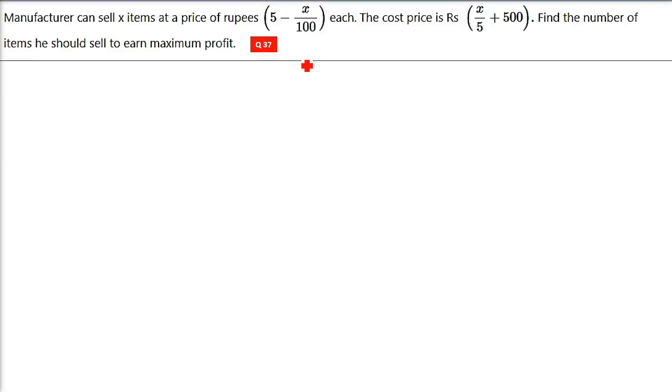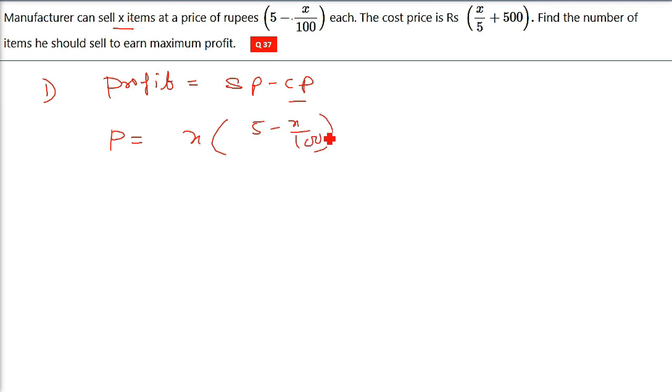So this question is exactly similar to what we have just done, and generally, when the questions are similar, I just show you the reference so that you can go about solving it, because all the logic has been imparted in the previous question. But I'll still make the equation here. Profit is selling price minus cost price, the difference between what is bought and the price at which it is sold. So X items at a price of 5 minus X by 100. When you multiply these two, you are going to get the selling price: X into 5 minus X by 100.